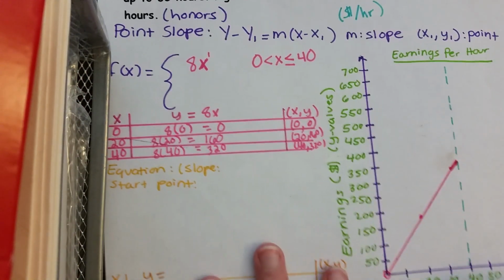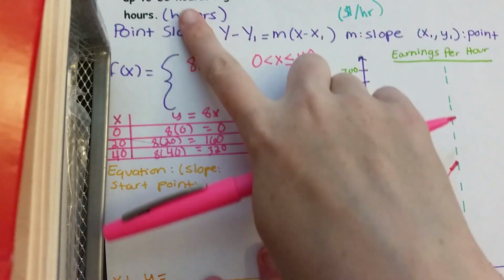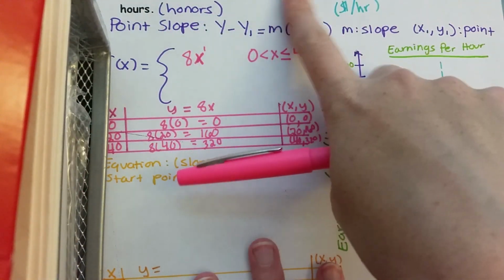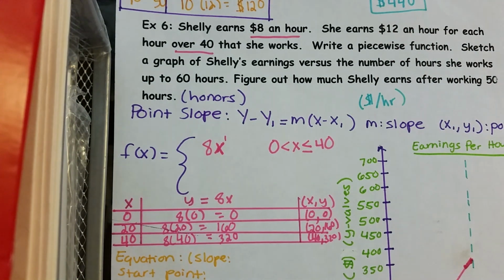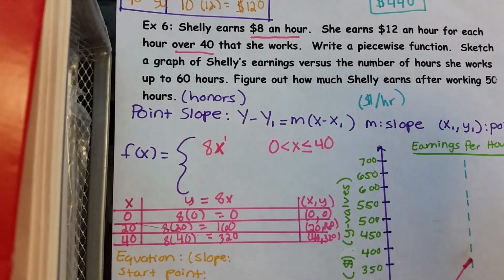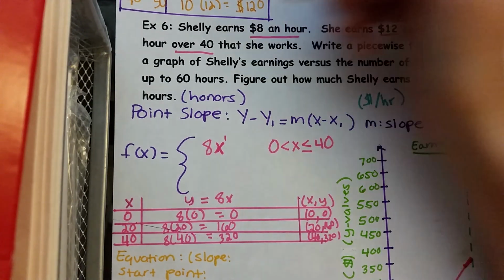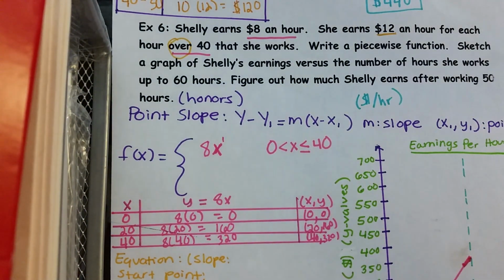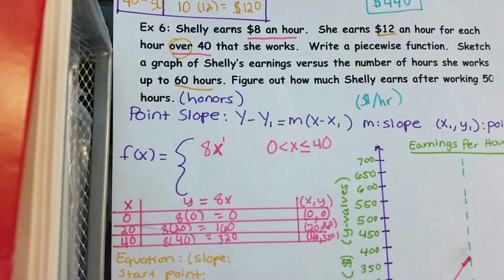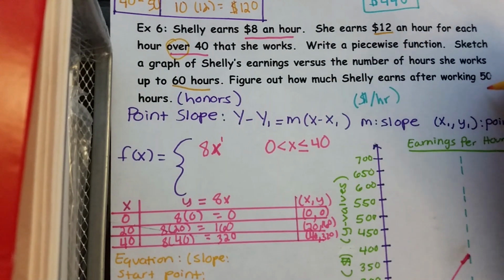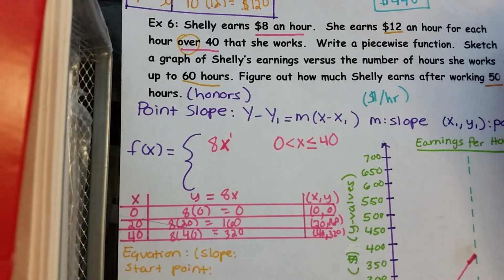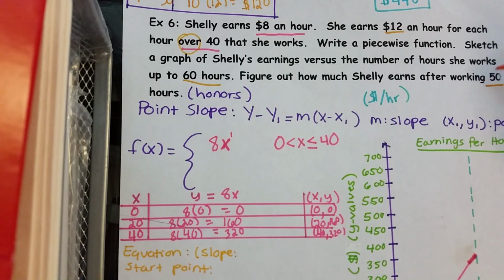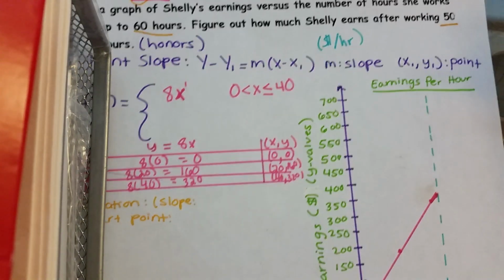Now the next one involves over 40, which says that you need to sketch a graph for Shelly's earnings versus the number of hours she works up to 60 hours. Okay, so let's make our inequality first. So this one will be in yellow. This problem is going to involve when she starts making $12 per hour, and that will be focusing on the over 40. And they only want us to make our graph up to 60. So that will be important. And we want to know how much she earns after working 50 hours. So it might be a good idea to include 50 in our table, so we'll know eventually how much she'll make after working 50 hours, which I know you already know, but if we do it right, we should get the same answer.